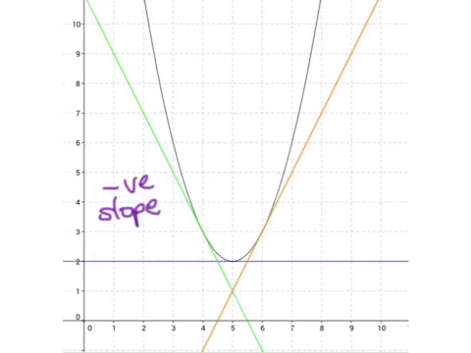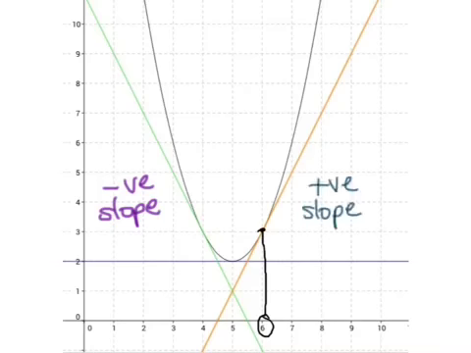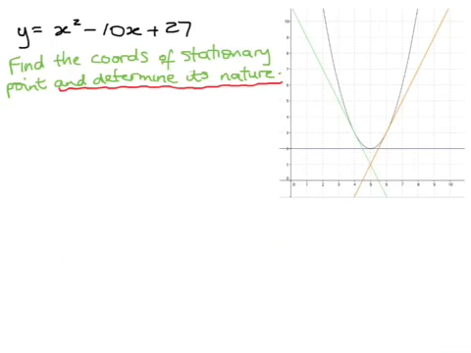And what about if I went a little bit to the right and I wanted to get the tangent here where x is equal to 6? In this case, I now have a positive slope. Well, we're going to use this information to help us determine whether a turning point is a maximum or a minimum. Let's look at how.